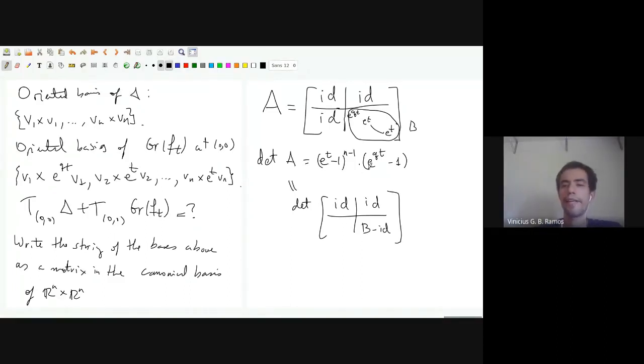So the determinant of A is going to be the determinant of B. Okay, so this step here is very similar to something I did before when we were talking about, what was it, immersions. I think when proving the immersion theorem, I used a trick kind of similar to this. It's a simple trick in linear algebra.